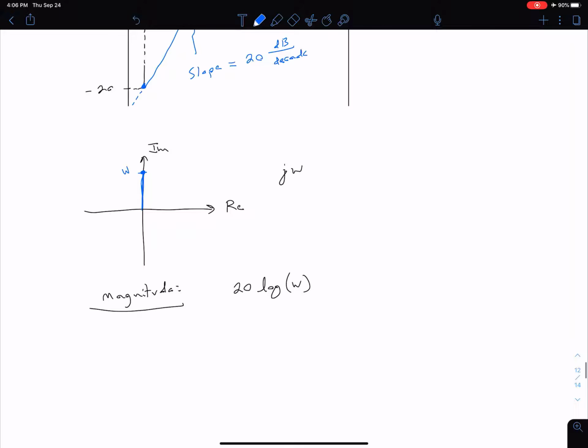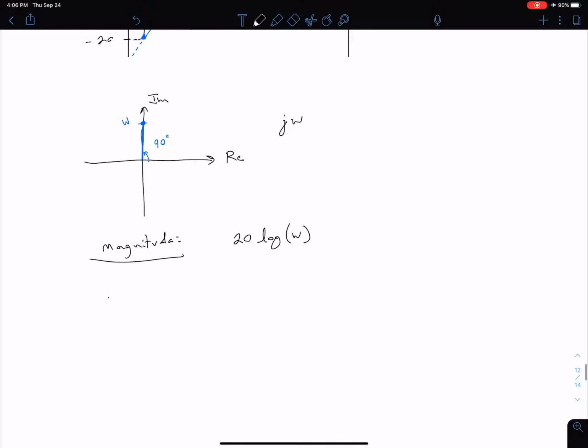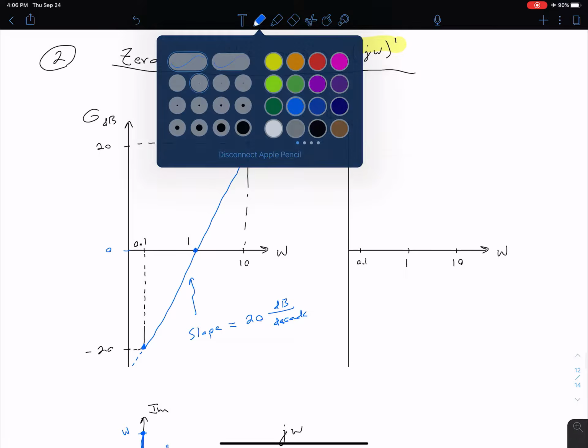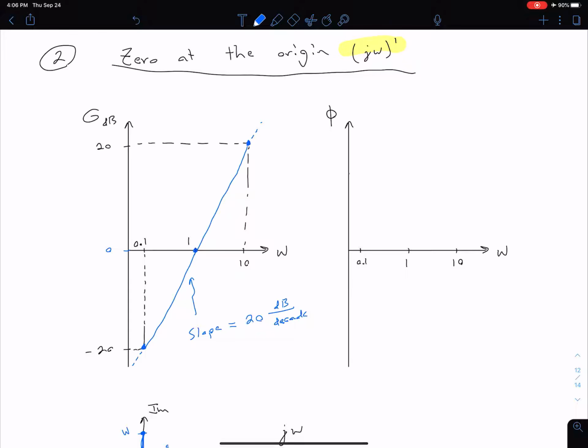So now let's look at our phase. So if we first come to our complex plane here, we see that our angle is going to be 90 degrees from our real axis. So our phase is just going to be 90 degrees. And so of course that doesn't have any frequency dependence. So we can come up here and we can say we're at some point here, which is just equal to 90 degrees. So that's for our zero at the origin.